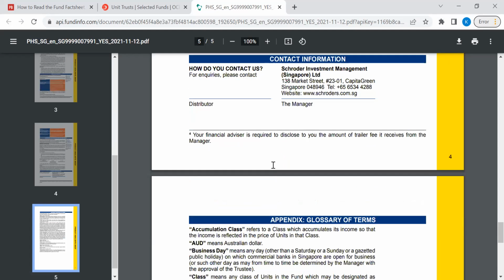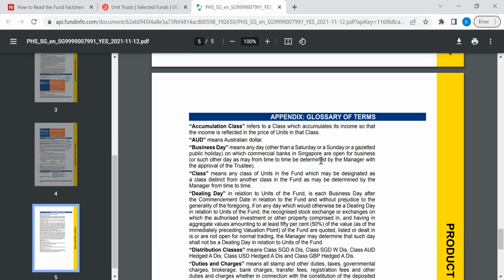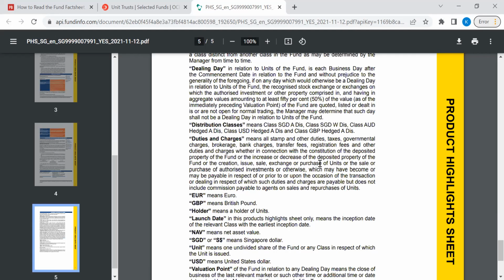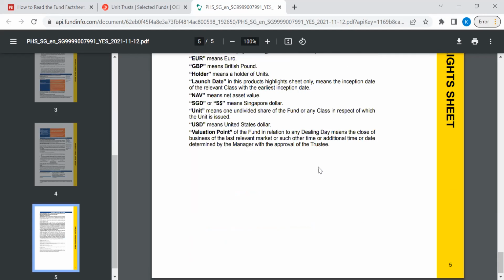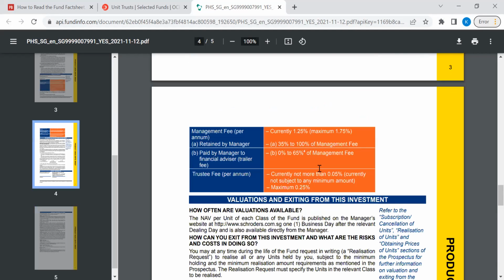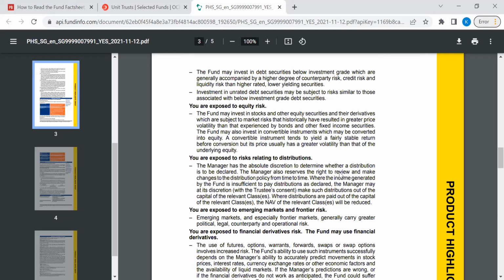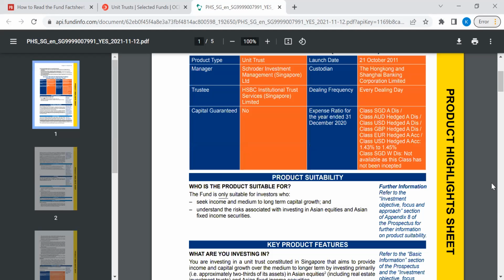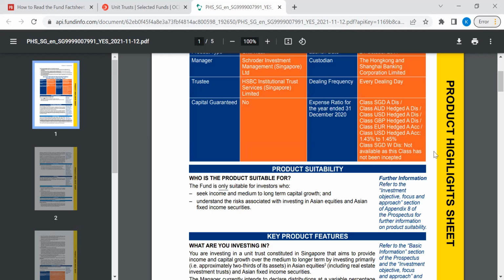Okay, contact information. This is an appendix and glossary of the terms. Okay, we have come to the end of this video going through this product highlight sheet.